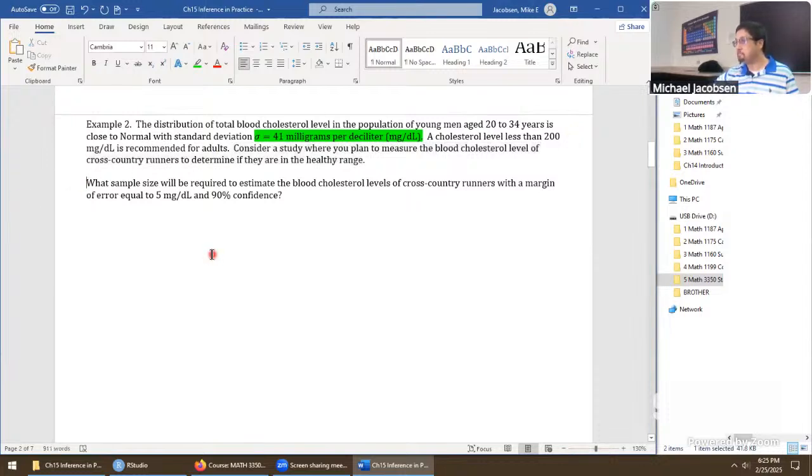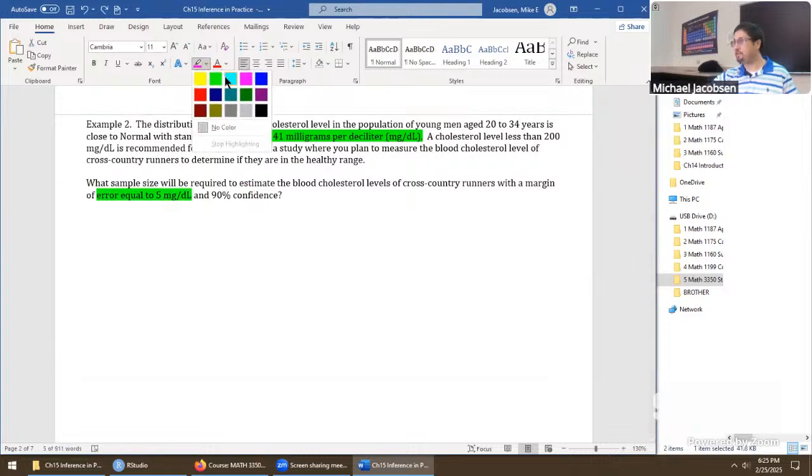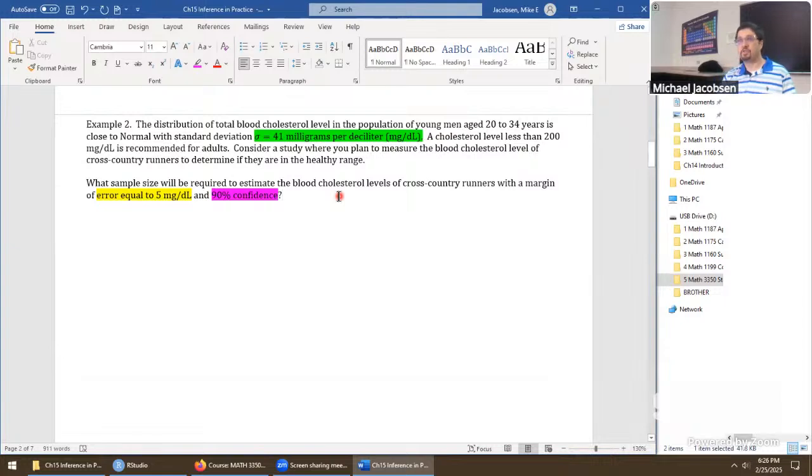The question then is, what sample size will be required? So now the sample size is the unknown. We haven't even collected data on this. We're just planning to estimate the blood cholesterol levels of cross-country runners with a margin of error equal to 5 milligrams per deciliter. So there's our margin of error statement. And let me change around my color coding real quick here. We'll do that at 90% confidence. So those are the elements.